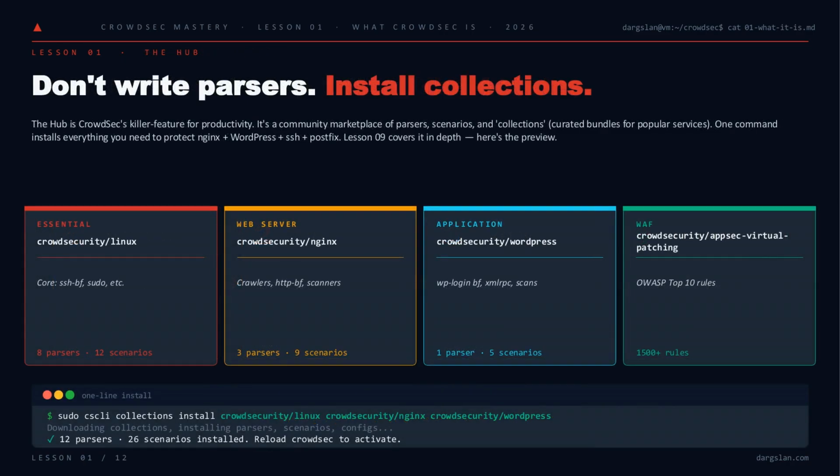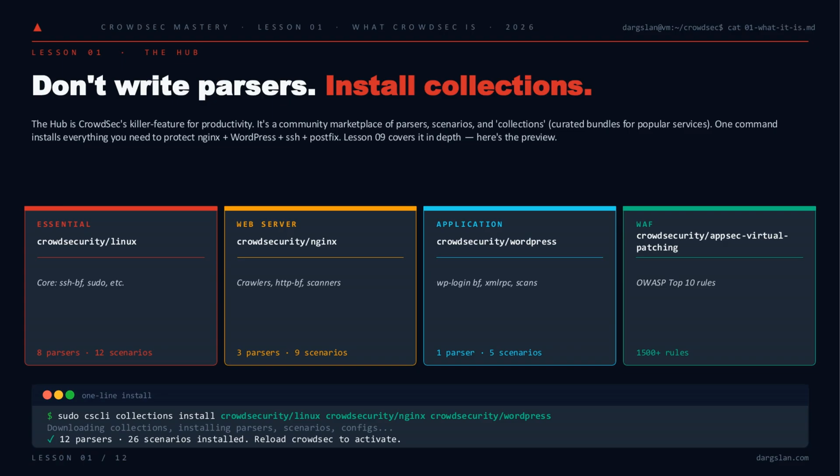Now, here's the part that turns CrowdSec from interesting into genuinely productive. You almost never write parsers or scenarios yourself. The hub is a community marketplace where everything is already packaged.